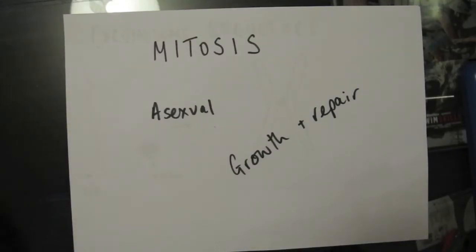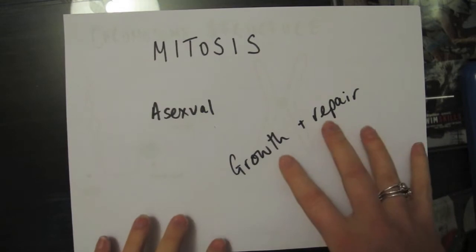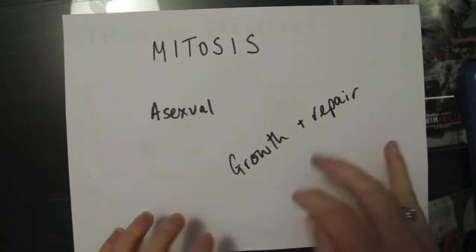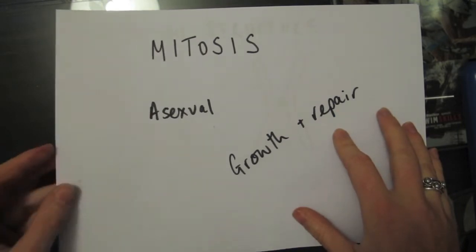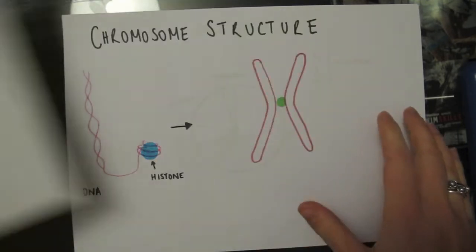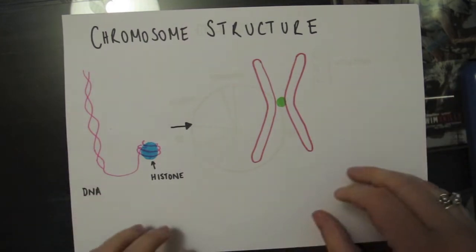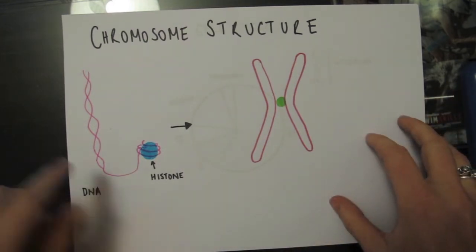Mitosis. Mitosis is cell division that is asexual reproduction and is largely used as growth and repair in most multicellular organisms, but is used as the form of reproduction in some others. Before looking at mitosis itself, we need to have a look at chromosome structure.